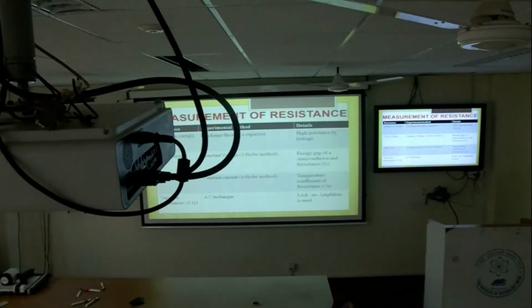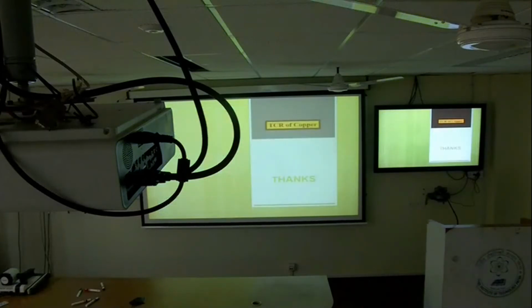So I just want to have a look at the slide which we discussed yesterday. It's the same slide from that discussion. High resistance by leakage we have discussed. The AC technique Professor Sundar has already discussed, I suppose. And this is the four-probe method, that is temperature coefficient of resistance. And the two-probe method is here. I will discuss in the next part the energy gap of silicon and how to find the resistance. Do you have any query otherwise?